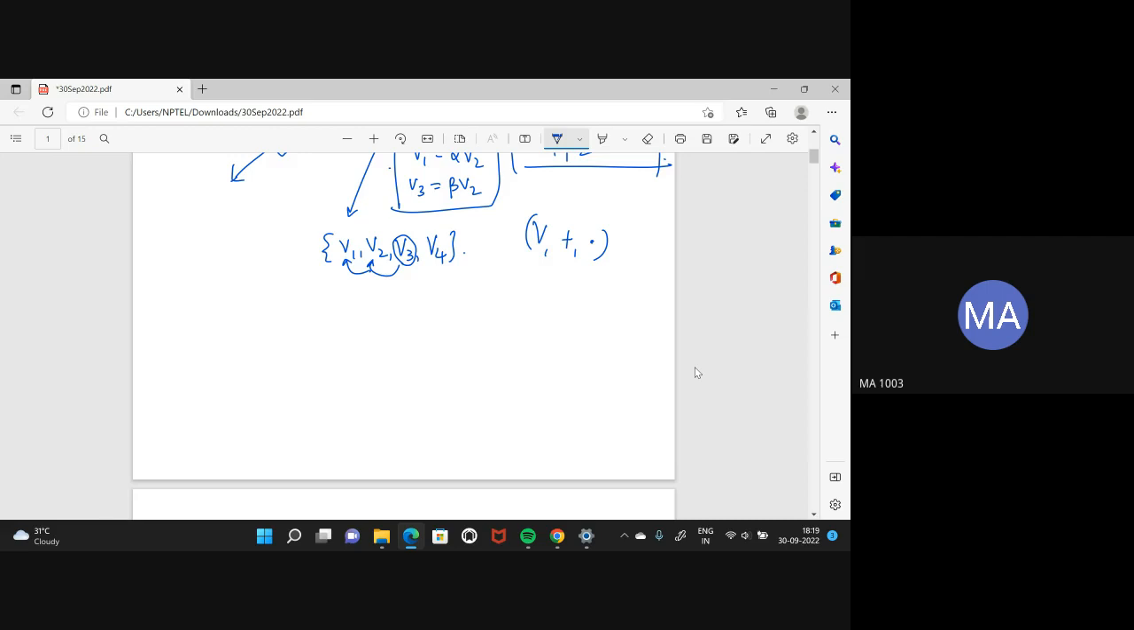And what is a linearly dependent set? Linearly independent set.